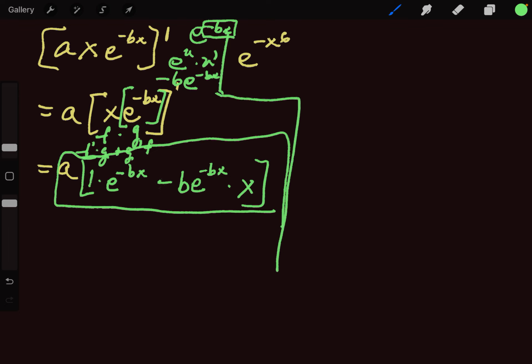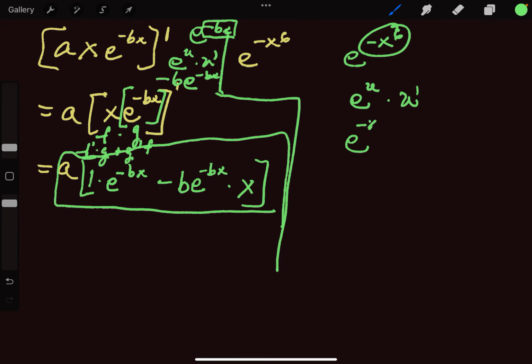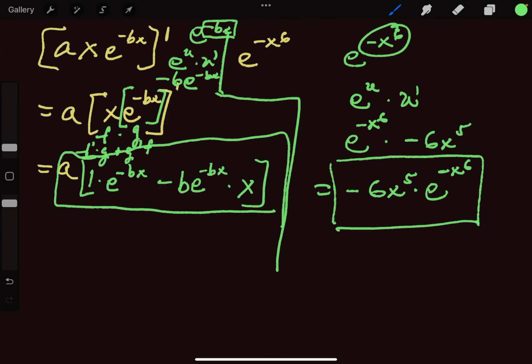Now this one, not too bad. E to the negative x to the 6th. This is like u. The derivative of e to the u is e to the u times u prime. What takes the role of u? It's negative x to the 6th, times negative 6x to the 5th. You can rewrite it, make it look a little bit nicer like this. And then that's it. You're done from here.